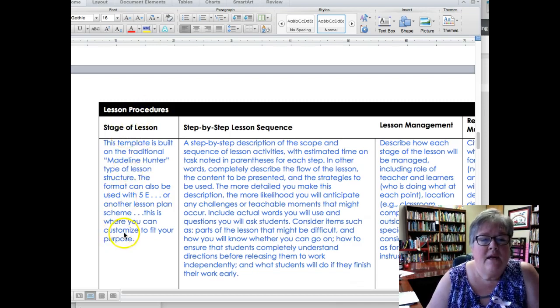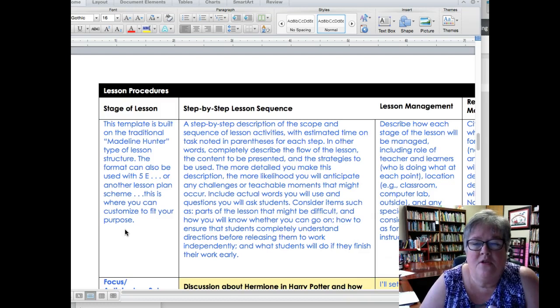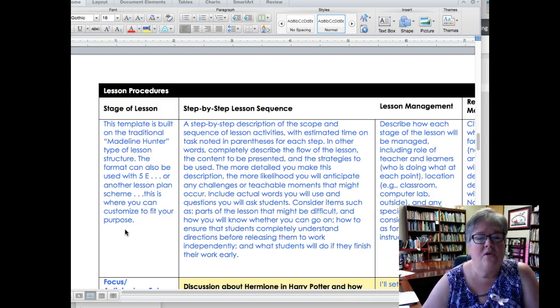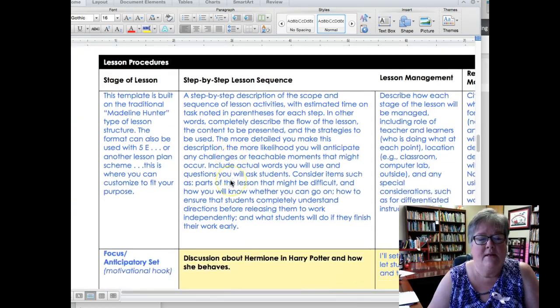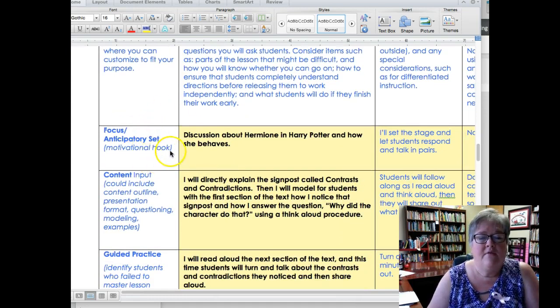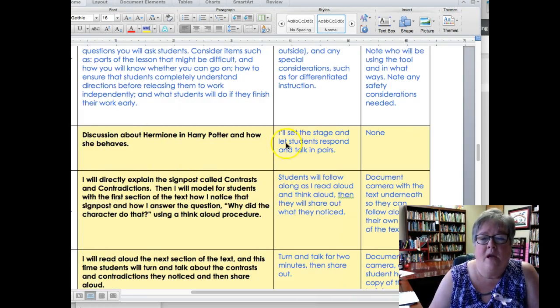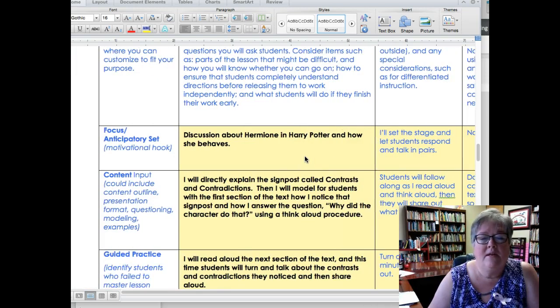It says right here on the left-hand side that this template is built on the traditional Madeline Hunter type of lesson structure. The Madeline Hunter lesson structure follows the gradual release model: I do, we do, you do. This is just some information that's included in the template to help you figure out what to put in the different boxes. For me, the focus, or what Hunter called the anticipatory set, the way to hook the students, was a short discussion about Hermione and Harry Potter and how she behaves. I wrote over here, I'll set the stage and let students respond and talk in pairs.